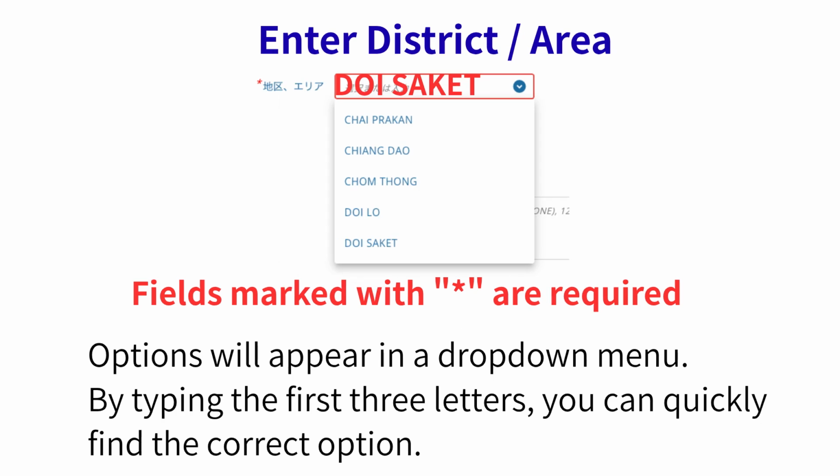The district/area field is also required. Open the drop-down menu to view the available options. Typing the first 3 letters of the district name will narrow down the list, allowing you to quickly find the correct district.